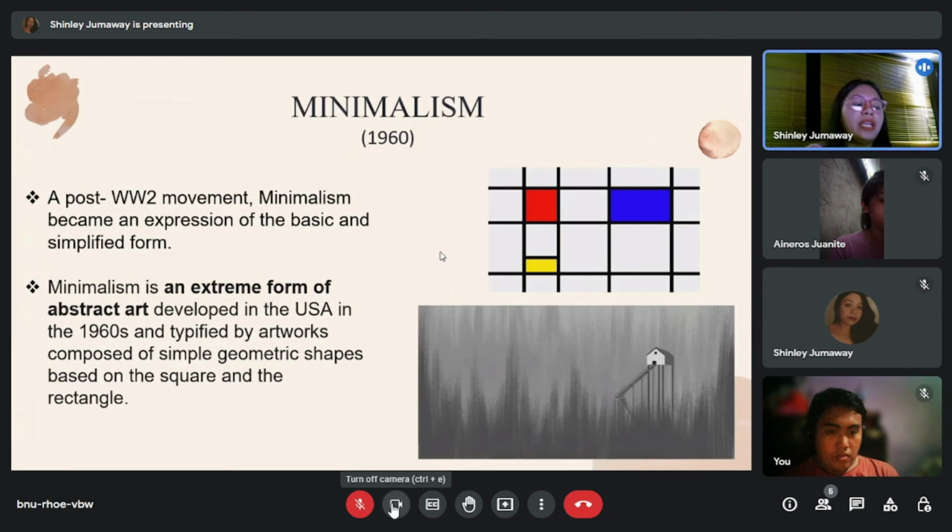So the next one is minimalism. During 1960, a post-World War II movement, minimalism became an expression of the basic and simplified form. Minimalism is an extreme form of abstract art developed in the USA in the 1960s and typified by artworks composed of simple geometric shapes based on the square and the rectangle. Minimalism can be seen a lot today.